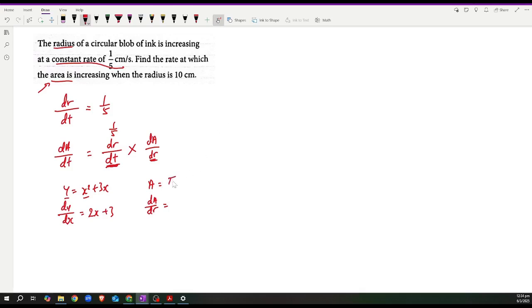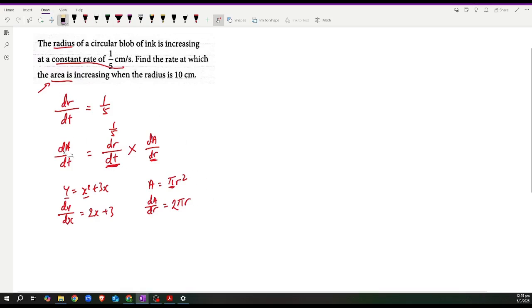How is area related to radius? The area of a circle is just pi r squared. So dA/dr will be 2 pi r, because pi is a constant, so you can treat it like a number. You bring the 2 down and multiply, and the power of 2 reduces by 1. It's 2 minus 1, which is just 1. That's how you get 2 pi r.